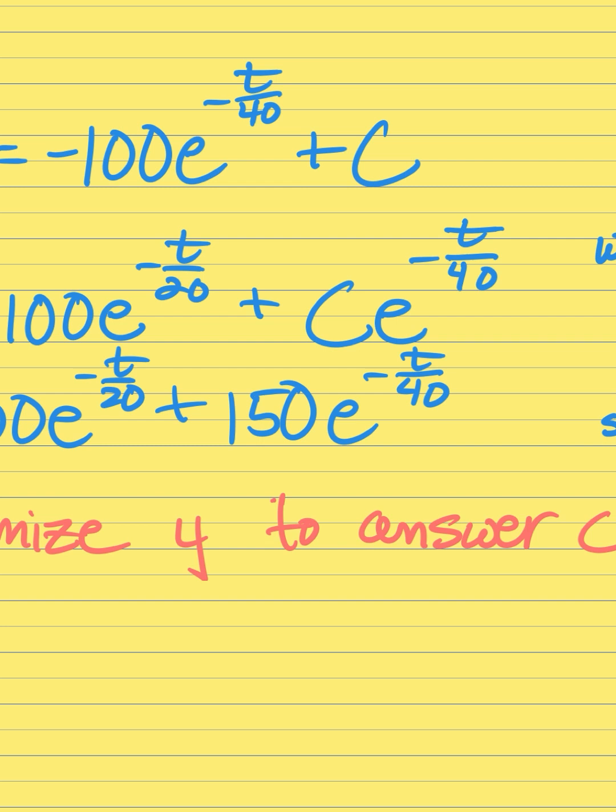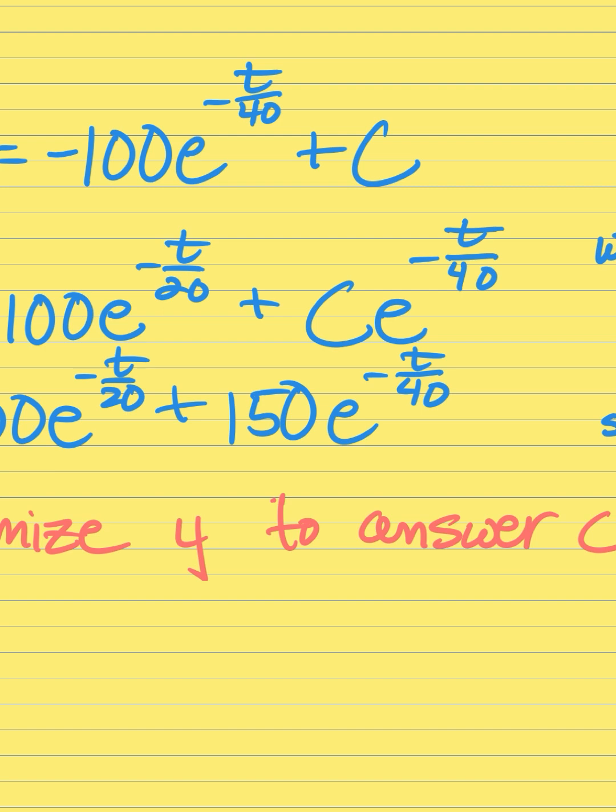Find the maximum amount of salt ever in tank 1. So basically what we have to do is maximize this equation, because remember, this is the equation that gives us the amount of salt in tank 2. So maximize it. Remember how we find the maximum of an equation: we need to find the derivative of this, set it equal to 0, and solve.